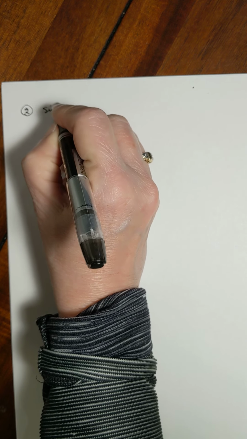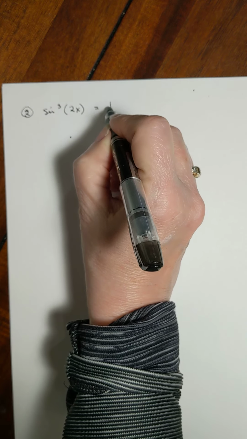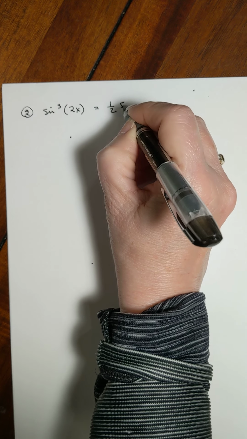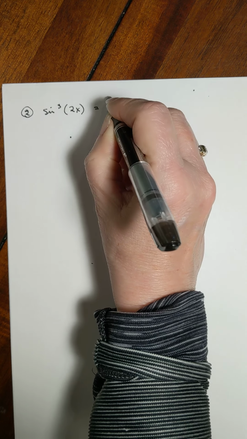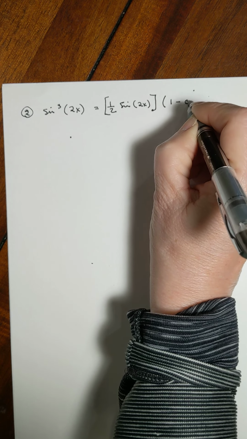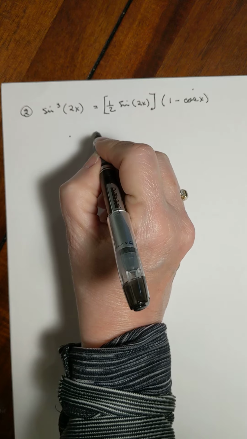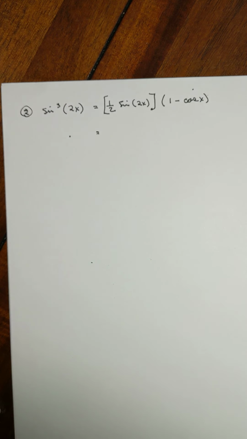So if I have sine cubed of 2x, and I want to use the power reducing formulas to show that this is equal to 1/2 times the sine of 2x times 1 minus cosine x. All right? So, let's work on this side of the equation.